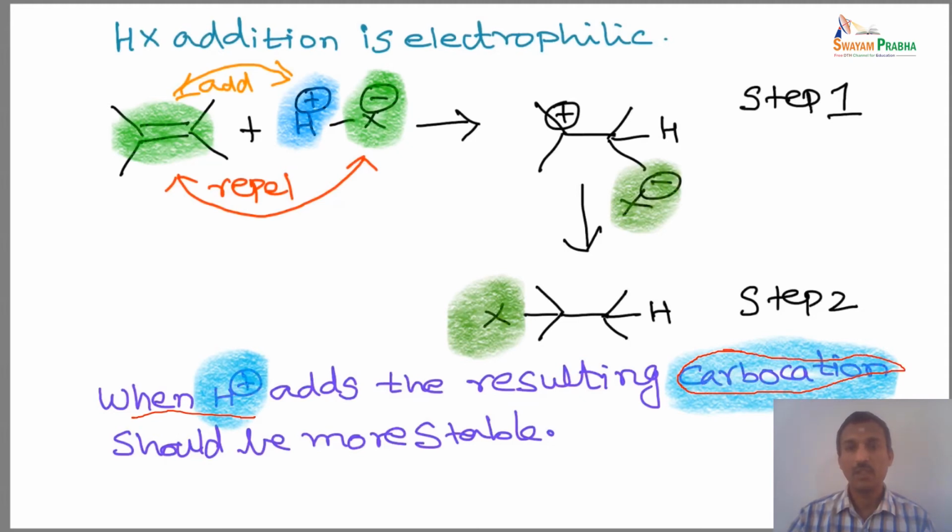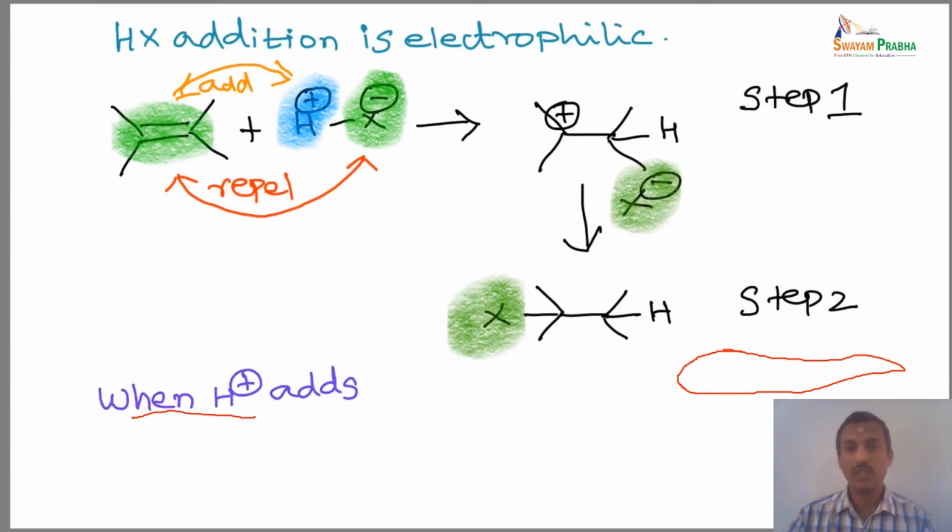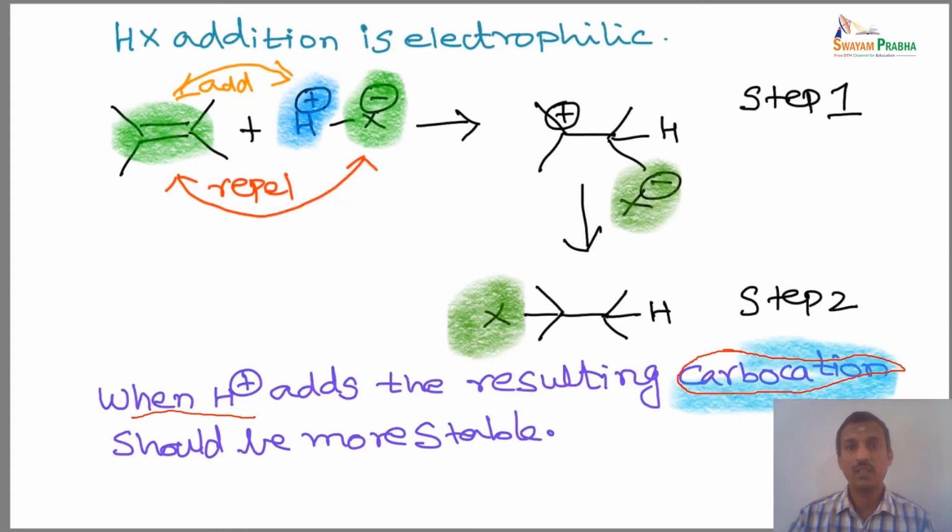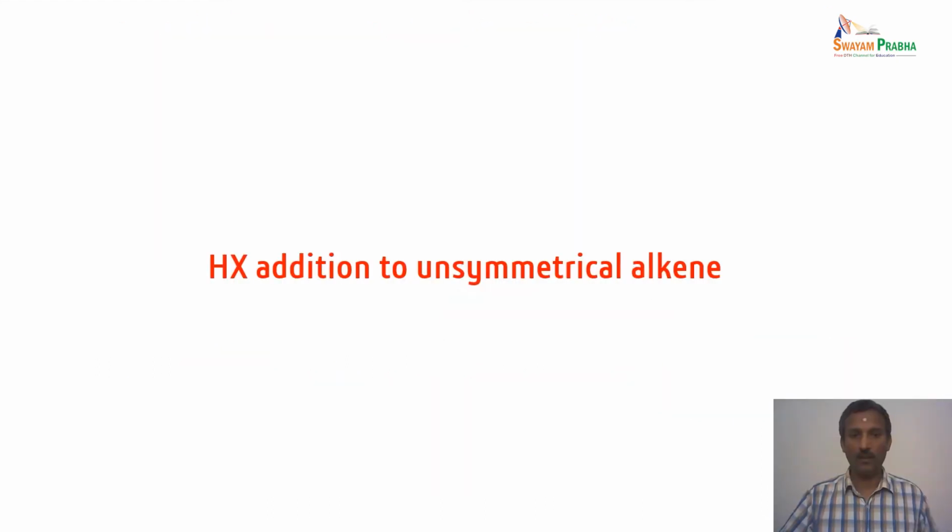But in this particular case, we have a symmetrical alkene. So whenever we have a symmetrical alkene, it doesn't matter whichever way the proton adds, it will still give the same carbocation. But in other cases, we will be looking soon at the addition to unsymmetrical alkenes. So in a symmetrical alkene, the HX addition is still electrophilic in nature. Let us now look at HX addition to unsymmetrical alkenes.